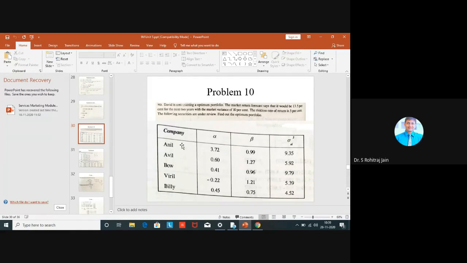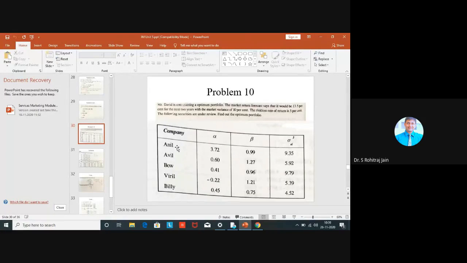So in this problem, we even need to construct the portfolio, and we also have to tell what proportion of funds has to be invested in each stock, so that the investor will be getting maximum returns. Now first step is what? We need to calculate the return of each stock, okay?